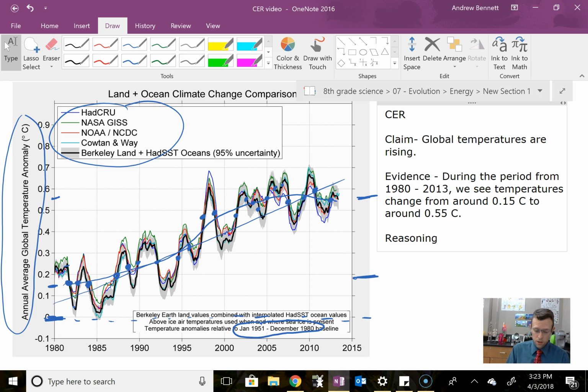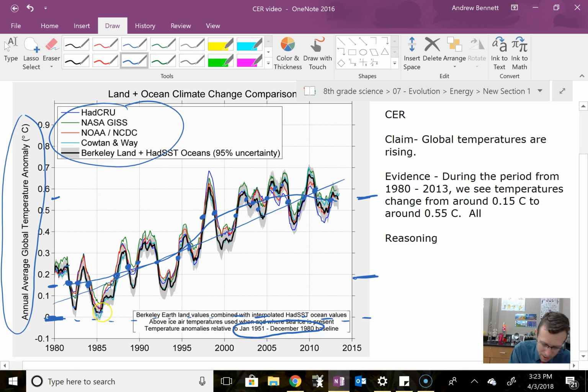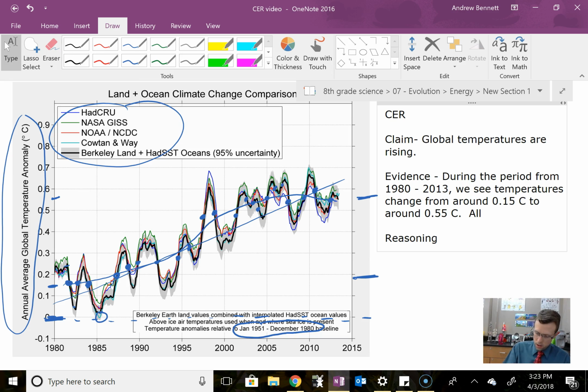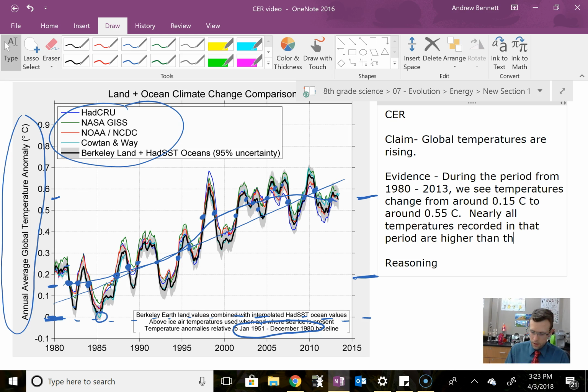The other piece that we noticed here is that all temperatures, every single one, there isn't anything that defies this. Now, maybe a little tiny bit right here. Okay, I guess that does cross back down just a tiny bit, but almost all, we'll say. Nearly all temperatures recorded in that period are higher than the 1951 to 1980 average temperature.